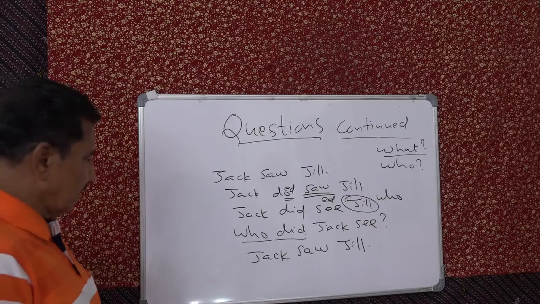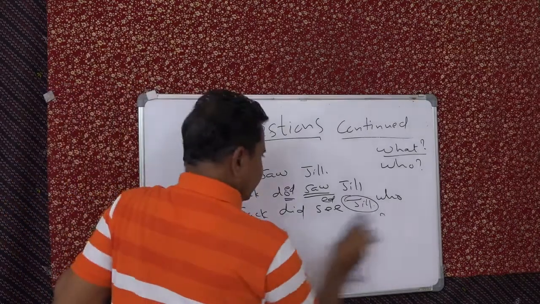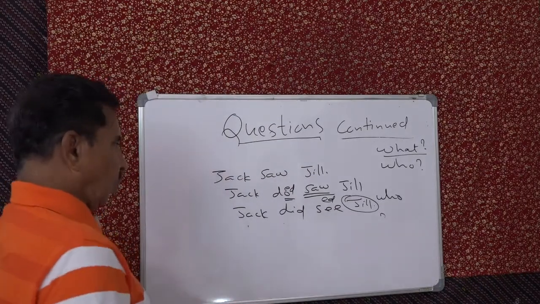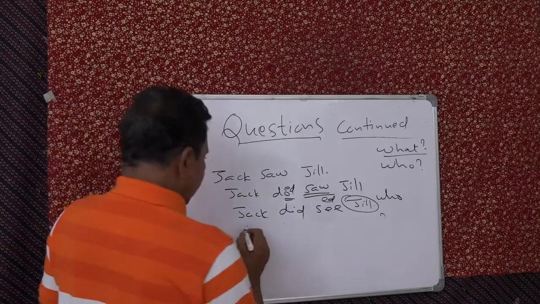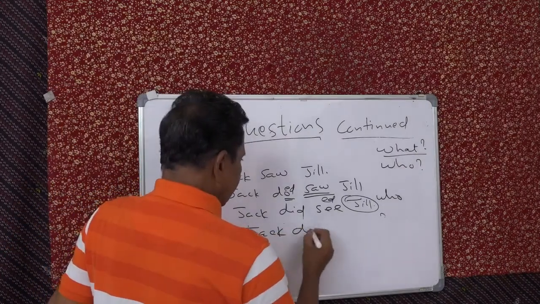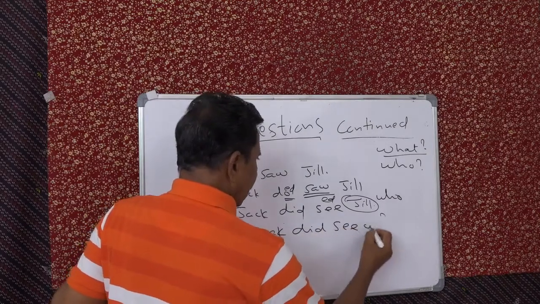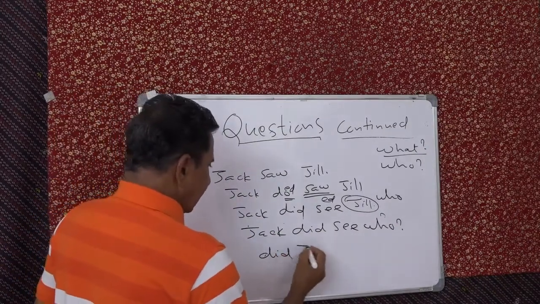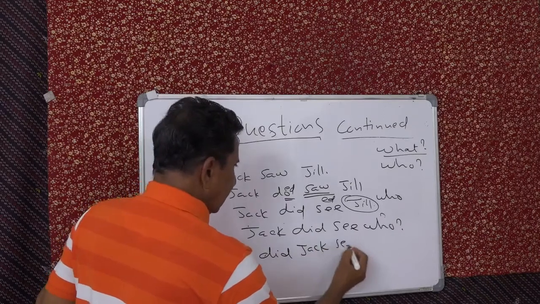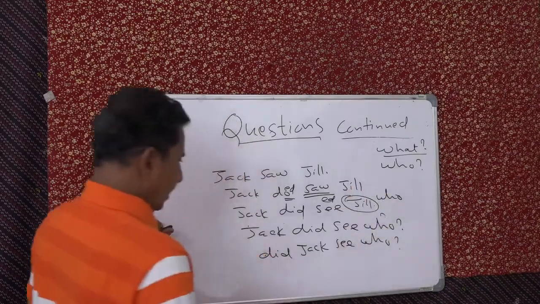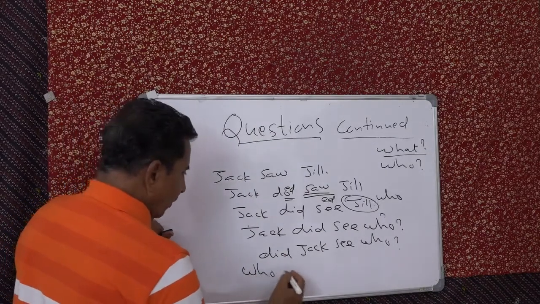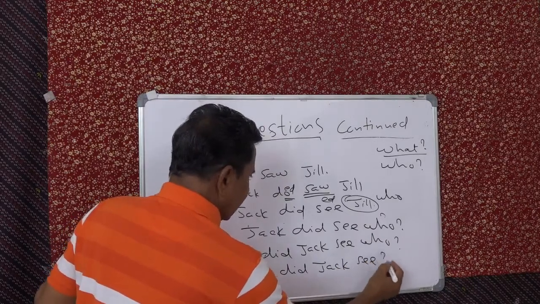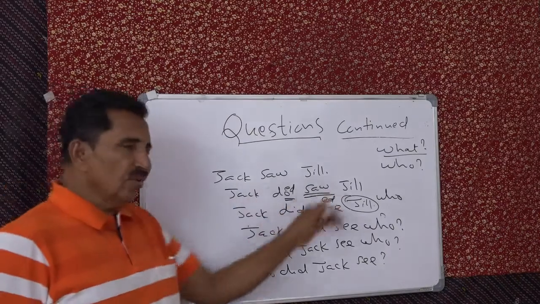Okay, one more step I shall write. Then it will become easy for you. Alright, one more step. So, Jack did see who? Question. Then, did Jack see who? And the question mark is put here. Who did Jack see? And the answer is Jack saw Jill.